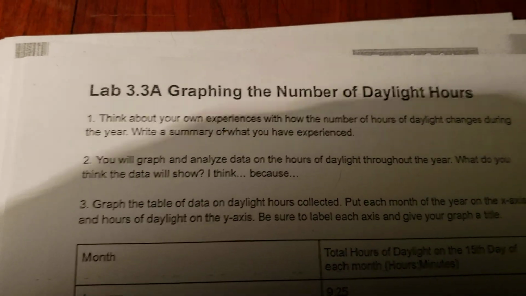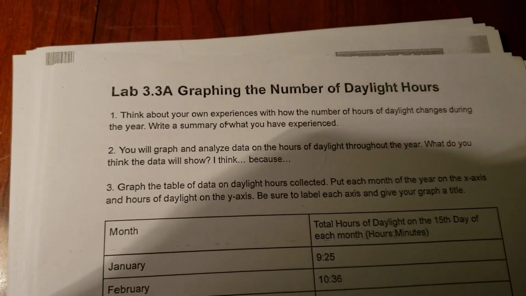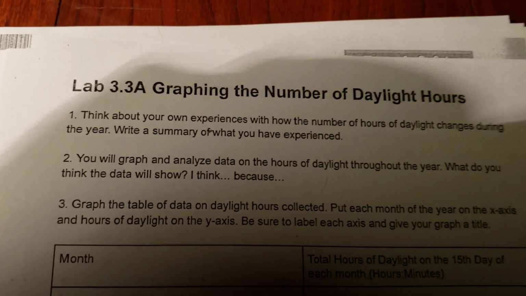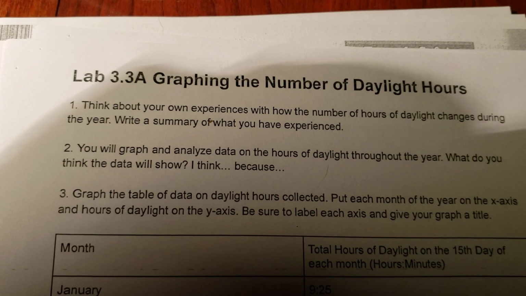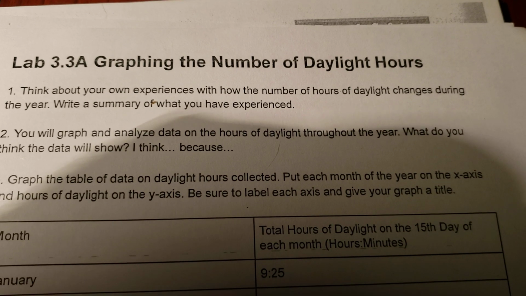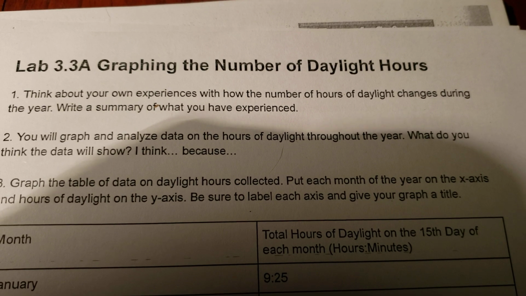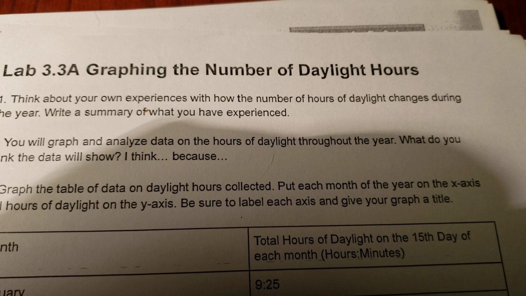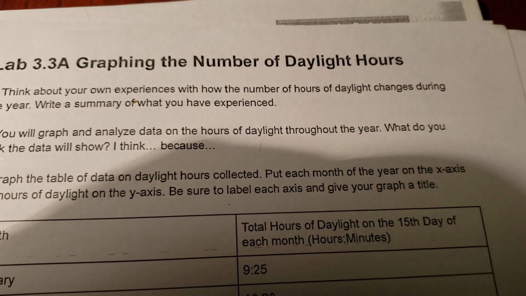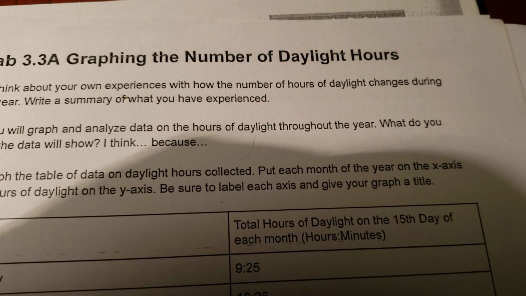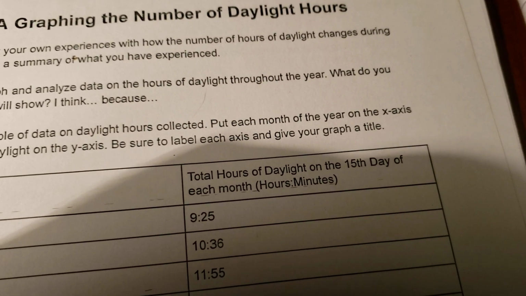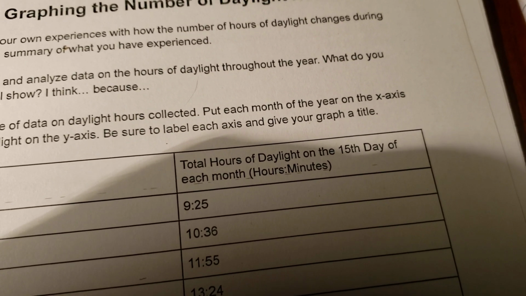All right. So number 1 asks, think about your own experiences with how the number of hours of daylight changes during the year. So write a summary of what you personally experienced. So think about times of the year. So think about winter time. What's it like outside? How long is it light out? How long until it starts to get dark? And then move to spring, which is kind of where we're at now. What's it like? How do the daylight hours kind of compare to wintertime?